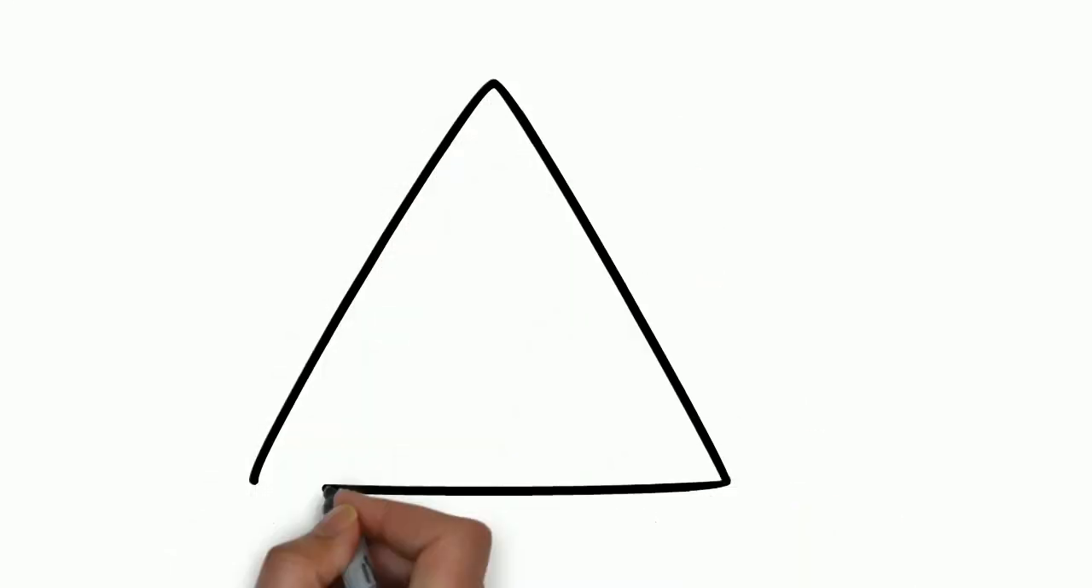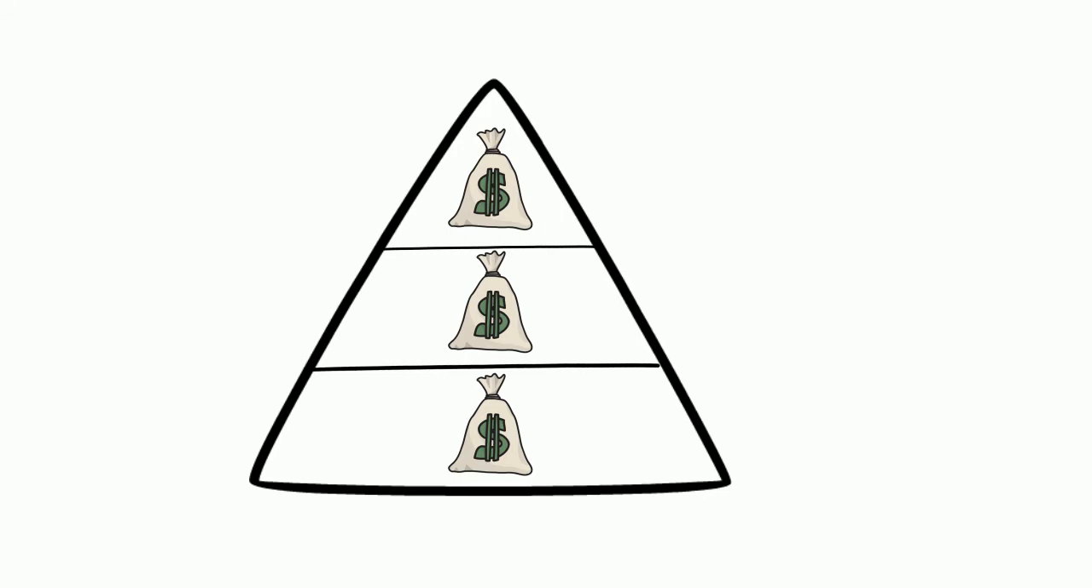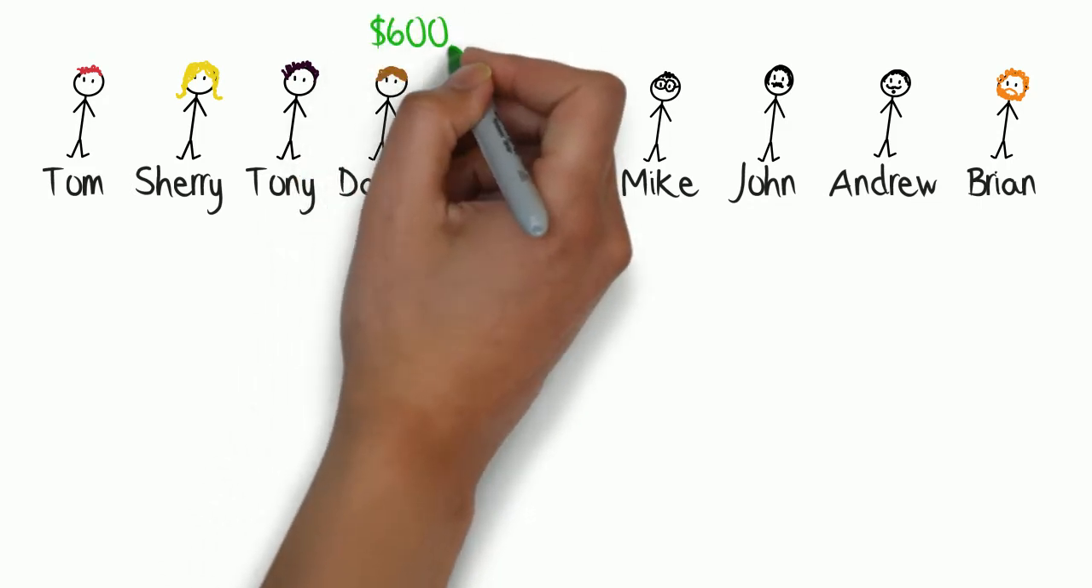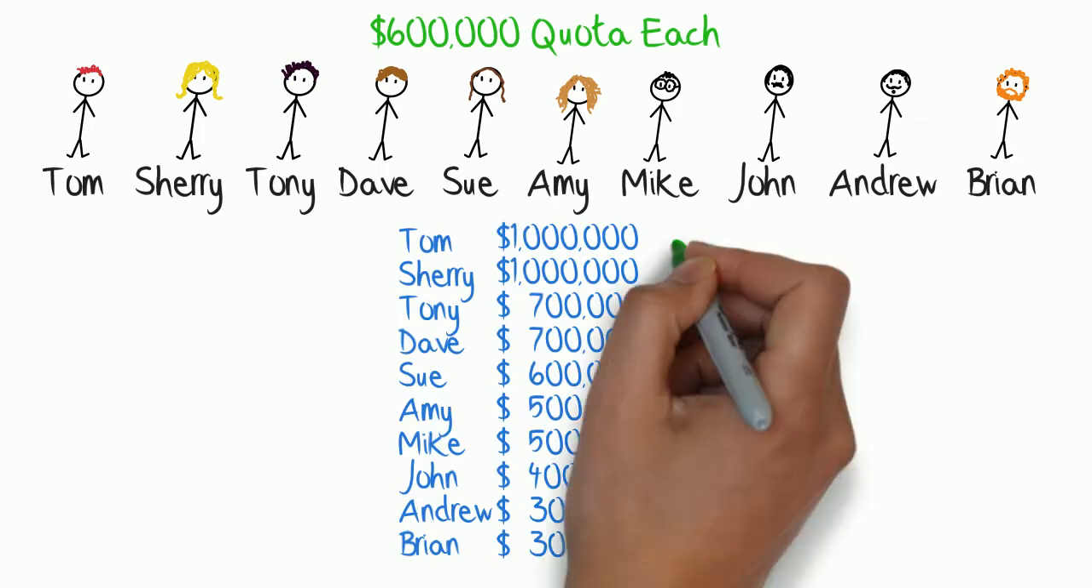Then we can talk about the process of how to do that. But first, we need to find the right 3 levels and place a value on them. Taking this example, we have a sales team of 10 people and they each have a quota of $600,000. And here is their actual performance.